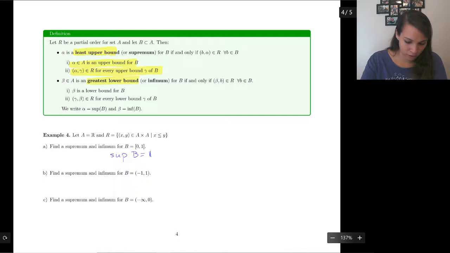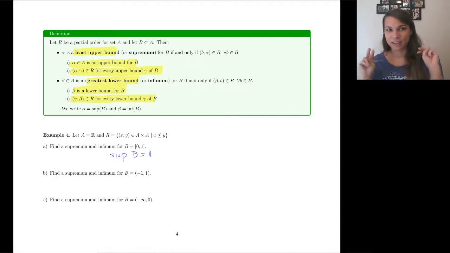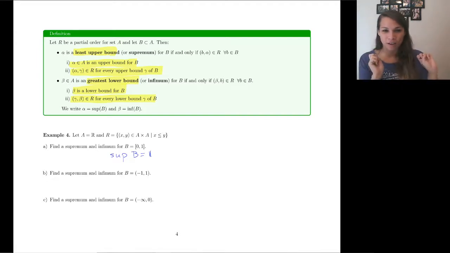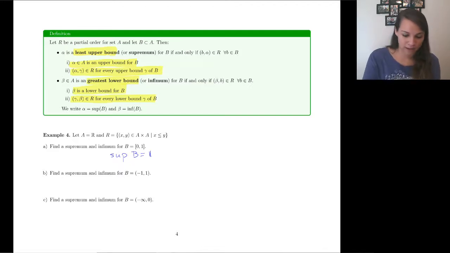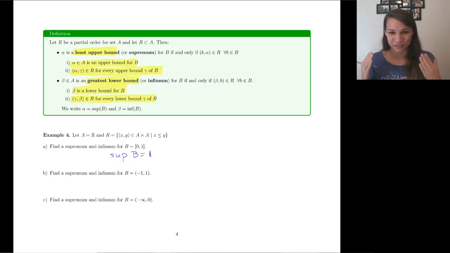Now we have greatest lower bound. So qualification number 1, beta has to be a lower bound. And then qualification number 2, beta has to be bigger than all the other lower bounds, aka it's related using some arbitrary R that, again, we are not allowed to assume is the less than or equal to, but it definitely helps visualize what's happening.